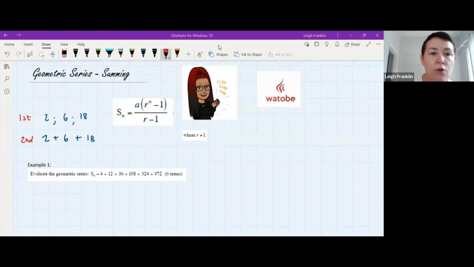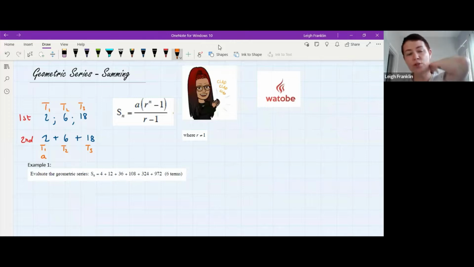Even though the second row is a series, term 1 is still 2, or A is equal to 2. This is still term 2, this is still term 3, just like it was over here. But now, if I want to work out the sum of the first 3 terms, I can use this formula Sn. It allows me to calculate the sum to n number of terms. That's what Sn means. Sn is the sum to n number of terms.